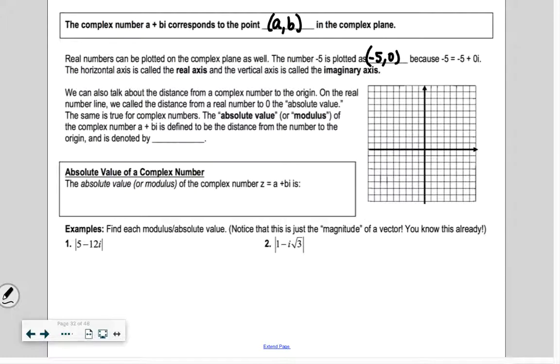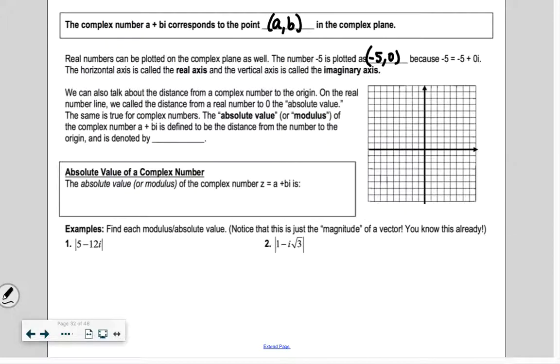We can also talk about the distance from a complex number to the origin. On the real number line, we call this distance the absolute value. We've talked about this distance before. We called it the magnitude when we talked about vectors. Guess what? It's coming back. We have the magnitude once again. We also talked about it with polar coordinates, and we called it the radius. Same thing. How do I find a radius or a magnitude?